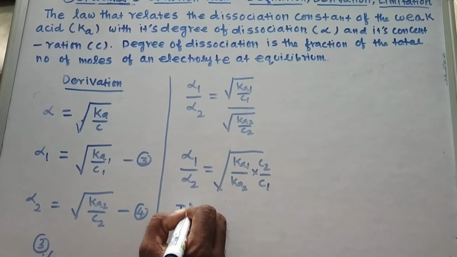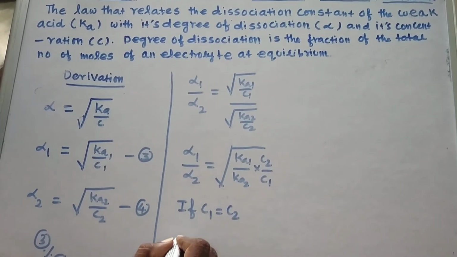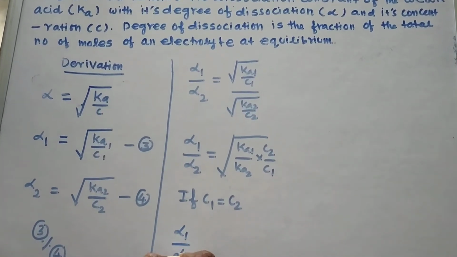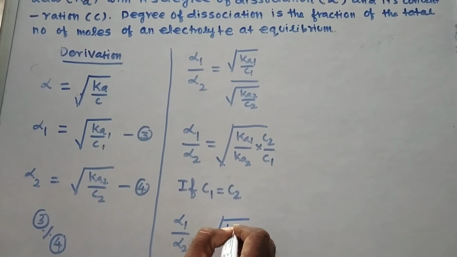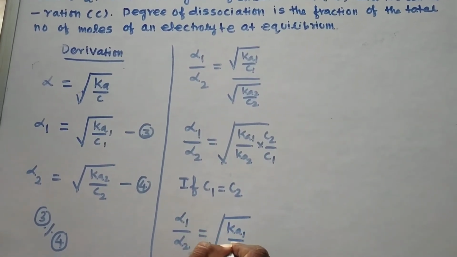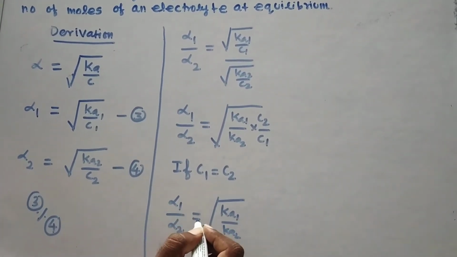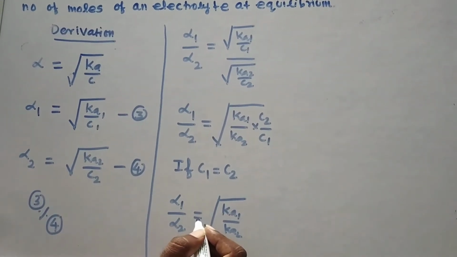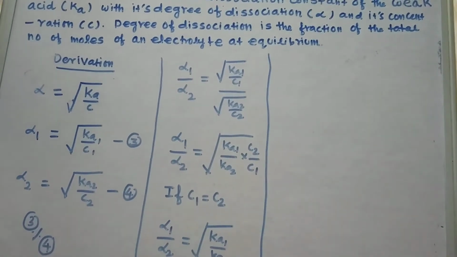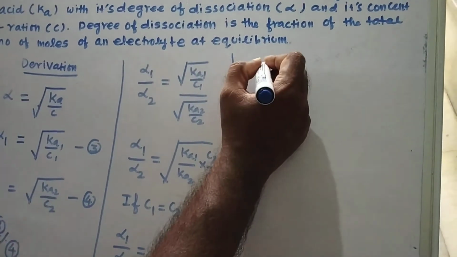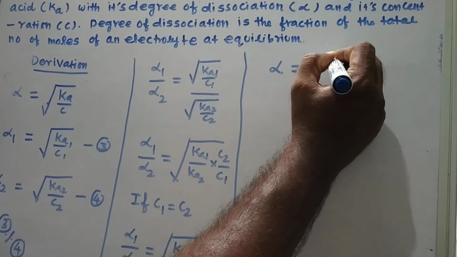If concentration C1 is equal to C2, then this equation becomes alpha 1 by alpha 2 is equal to square root of Ka1 by Ka2. Students, this is a very important equation. This is used to solve many questions in the NEET exam. Okay, and then we are going to consider alpha is equal to square root of Ka by C.